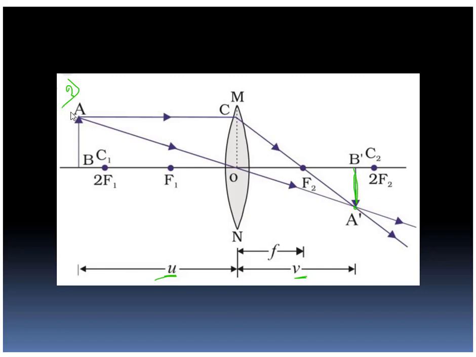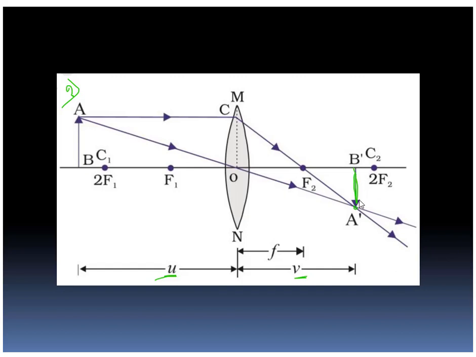Now see, the size of the image is smaller than the size of the object. So these are the characteristics of the image. Size of the image is less than the size of the object. Now it is inverted. Now see, this is vertically upward, this is vertically downward, so it is inverted, and the image is real because the rays are actually meeting at a certain point, and at that point the image is formed, so it is real. Now the position of the image is between focus and center of curvature. Okay, it is at this point.